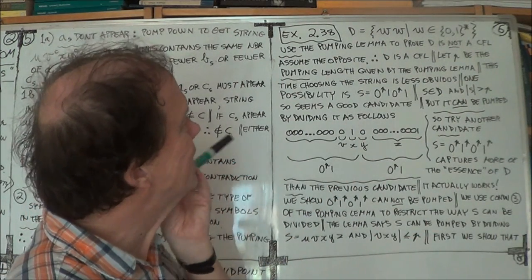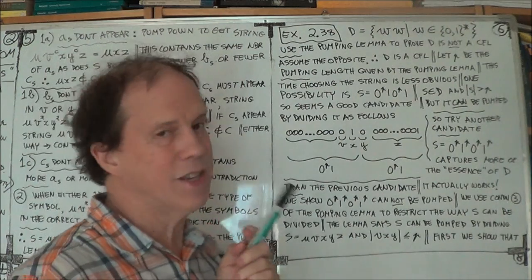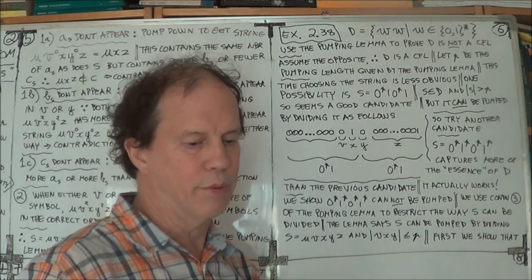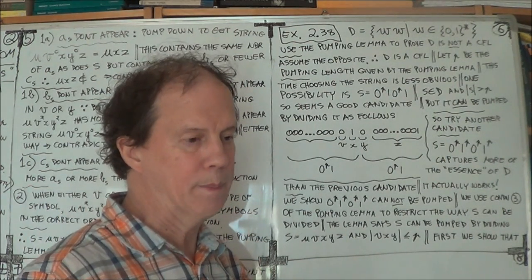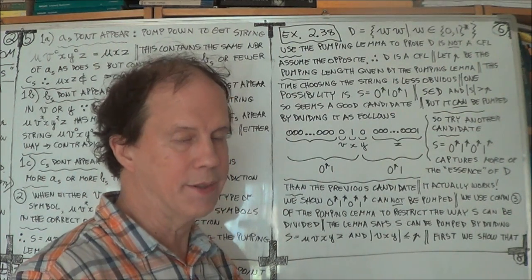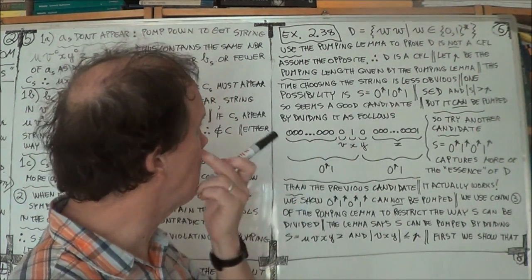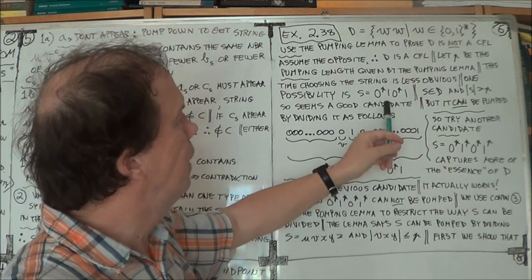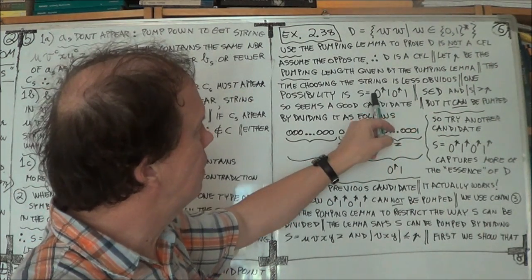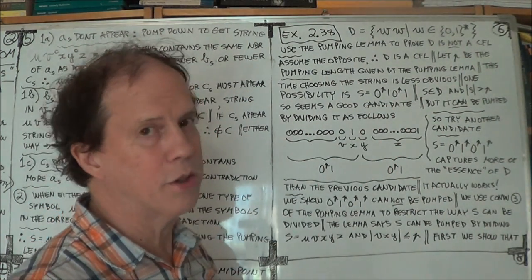Now, choosing our candidate string that we hope that we can prove is not pumpable, as usual, it's an art. So the text gives you a candidate string, and actually this one fails because you can pump it.